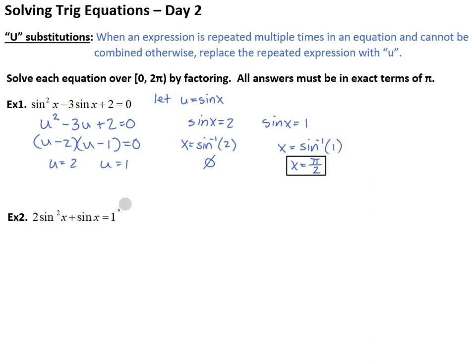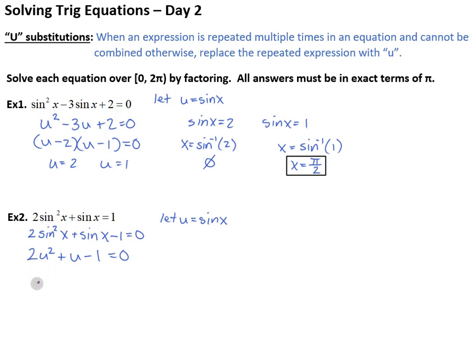Okay, here's a new problem. Again, if we want to solve this like a quadratic, we want to set it equal to 0 so that we can use the zero product property like we did here. So the first thing to do here would be to move our 1 over. Okay, now it's set equal to 0. We could use a u-substitution here. We're going to let u equal sine of x again. So now we have 2u squared plus u minus 1 equals 0.